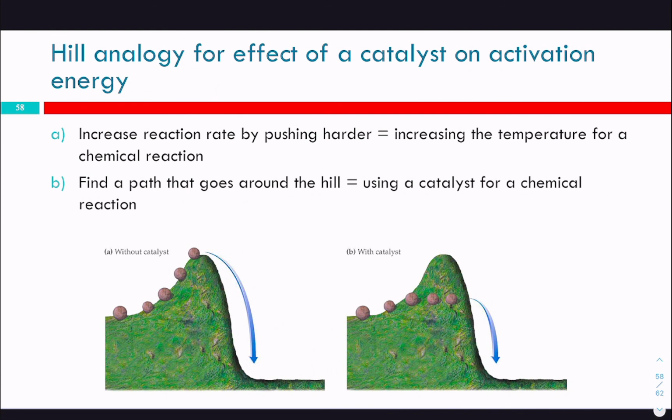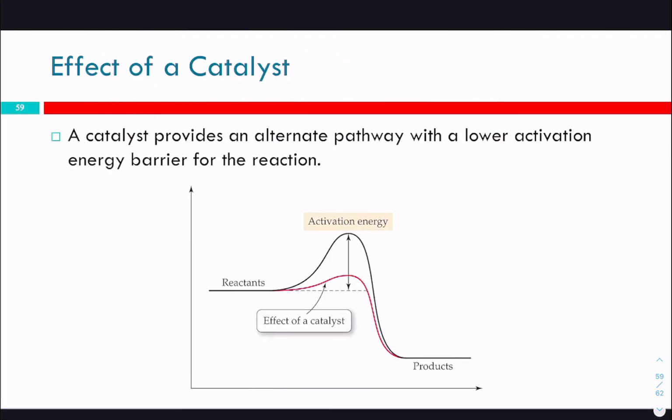So, again, if we think about this like a hill, we can increase the reaction rate by pushing harder, which would be like increasing the temperature. You have more things trying to push up this hill, more chance that they have the energy. But a catalyst finds a path that goes around the hill, or I like to think of it like a tunnel through the hill. So you can skip all of that. So that alternate pathway has a lower activation energy.